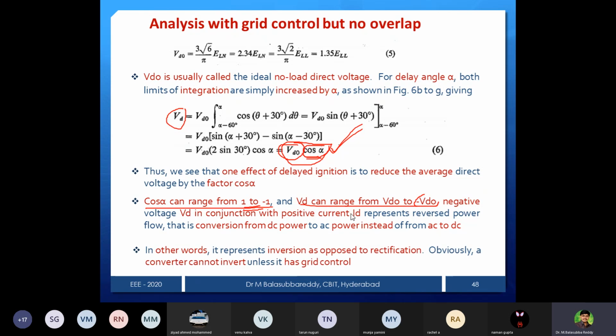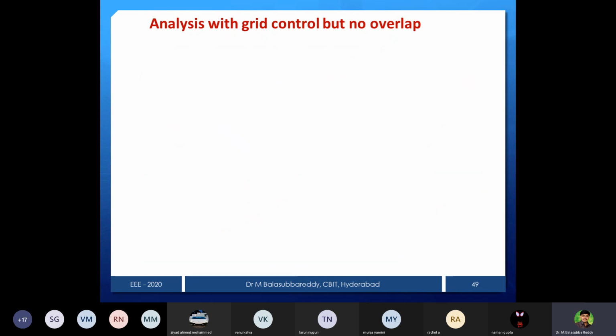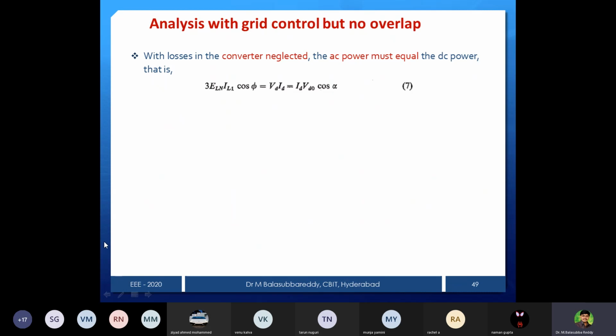So now we can see the analysis with losses in the converter neglected. Then what will happen? The AC power must be equal. So if there is no loss, let us assume that the AC input power is equal to the output power. What is the input power here? There is an AC supply as the input, and the output is a DC supply.